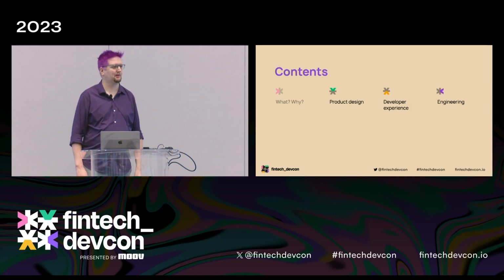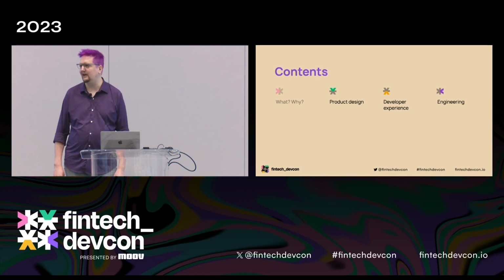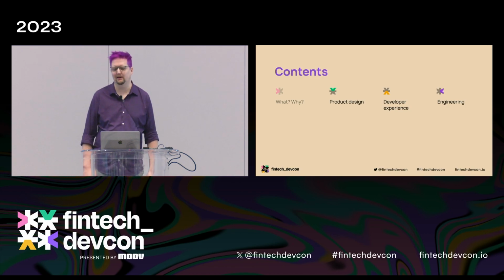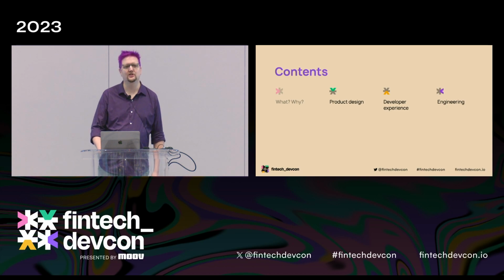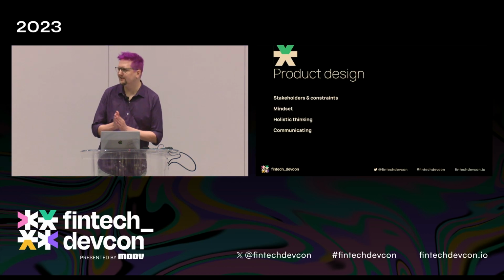First, designing the product at its core. Second, designing the developer experience for how people will integrate it into their existing products. And third, the engineering work that goes into building it internally. Let's start with product design.